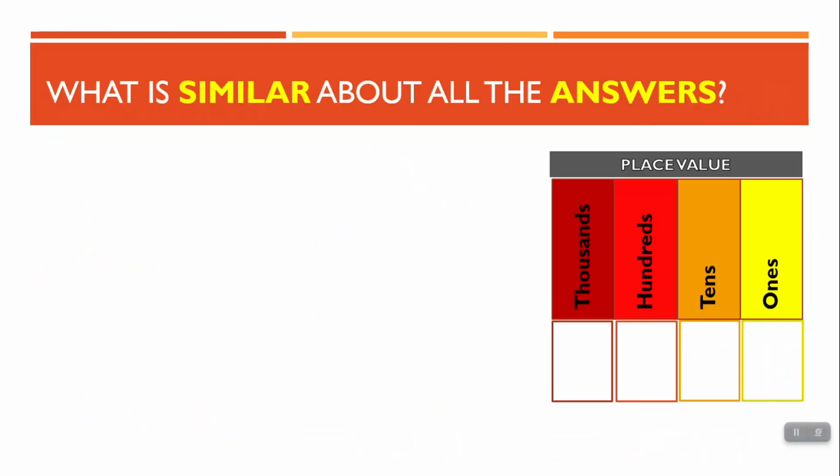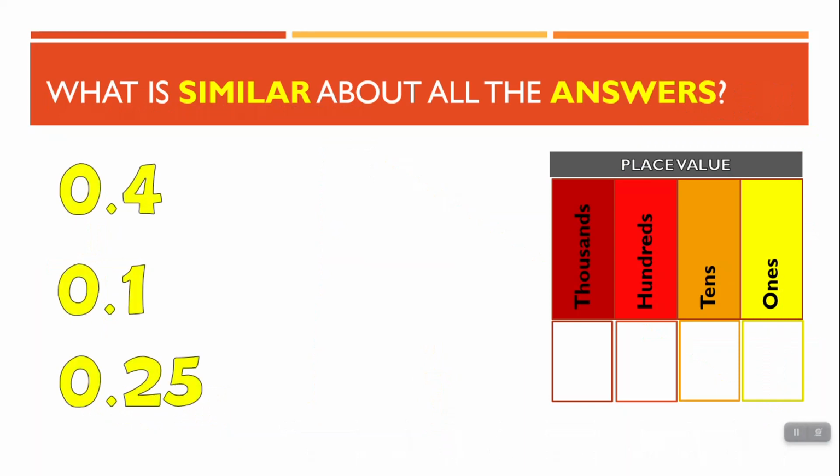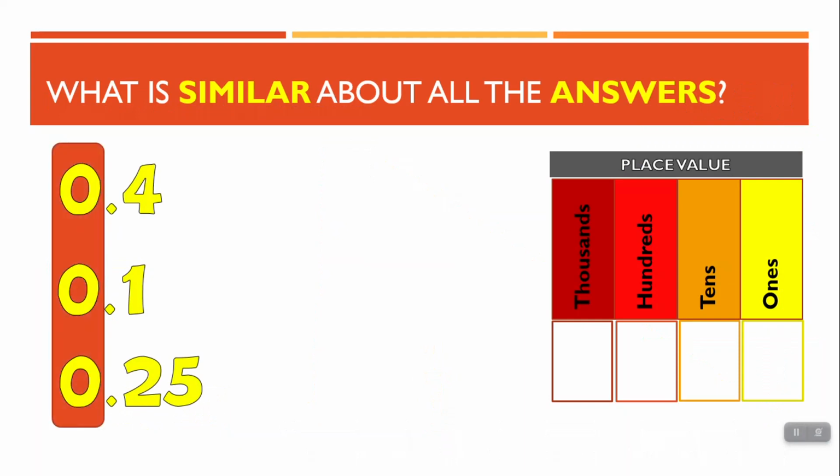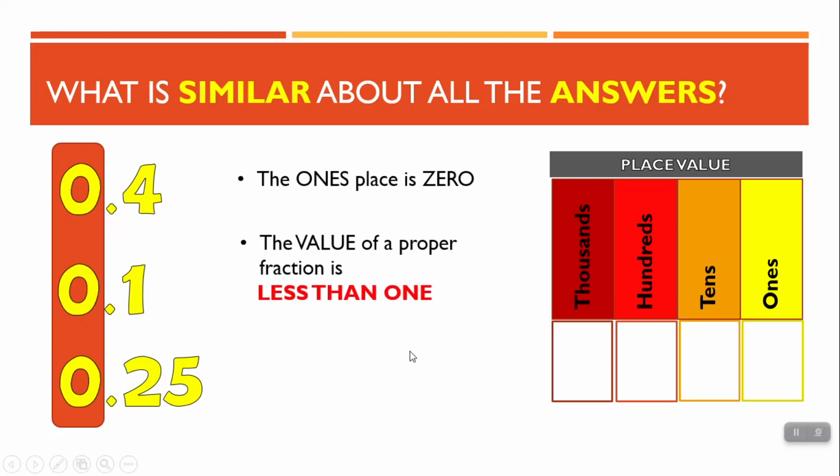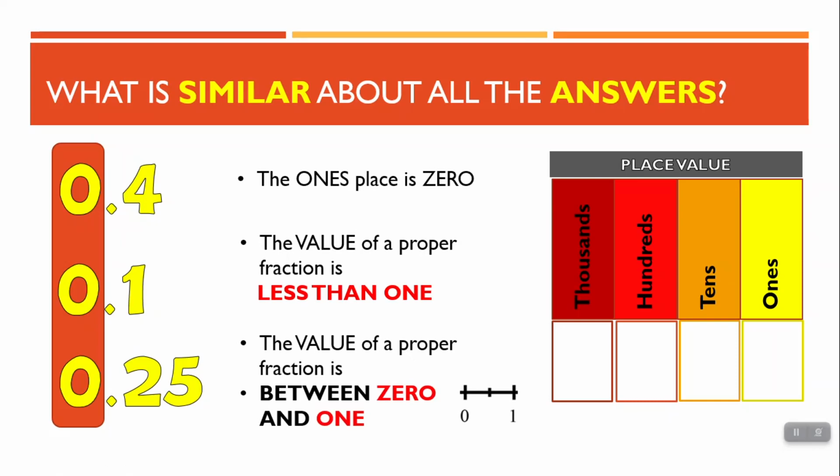What do you notice about all of the answers we have arrived at so far? Let's take a look. 0.4, 0.1, 0.25. What is similar about all of these numbers? We can clearly see that 0 is the first digit in all of our answers. The ones place is 0. The value of a proper fraction is less than 1. The value of a proper fraction is also between 0 and 1.